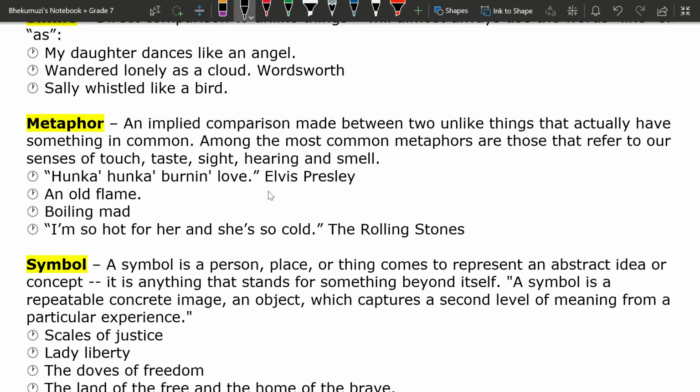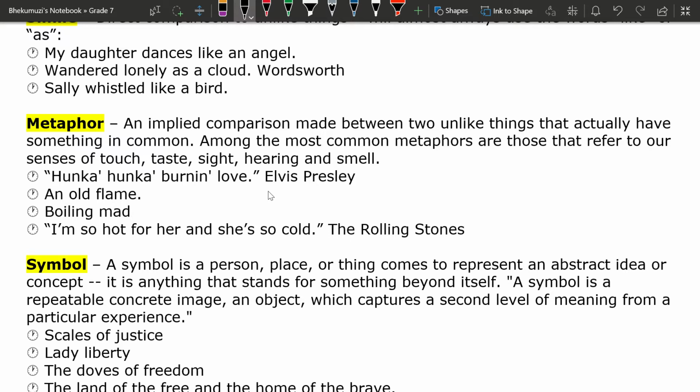However, when we look at a metaphor, it's an implied comparison, and these are two unlike things, but they do have something in common. Amongst the most common metaphors are those that refer to our senses: touch, taste, sight, hearing, and smell, right? So, an old flame, right? Or boiling mad. I'm so hot for her. She's so cold. You see the Rolling Stones, Hunka Hunka Burning Love by Elvis Presley. So these are metaphors, like boiling water, right?